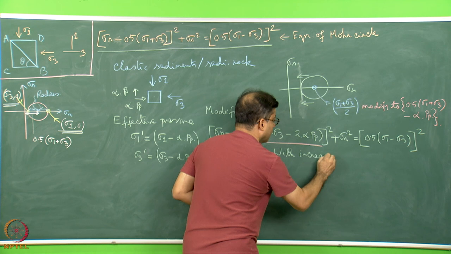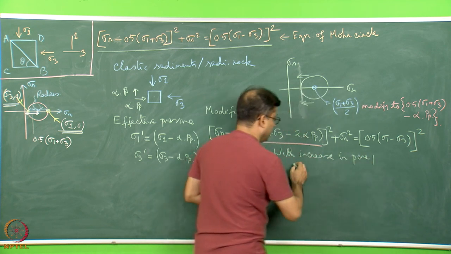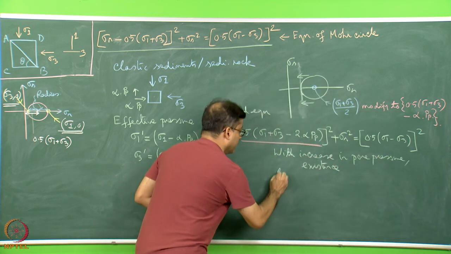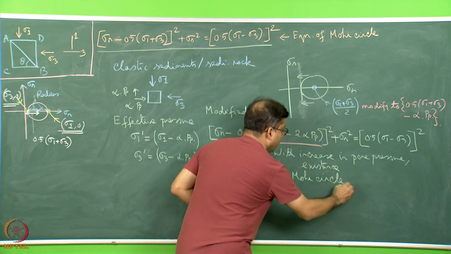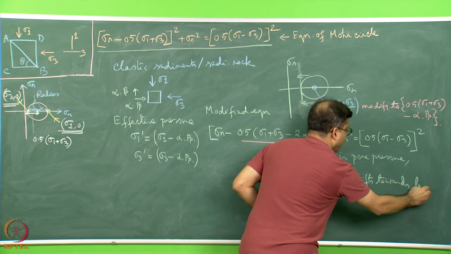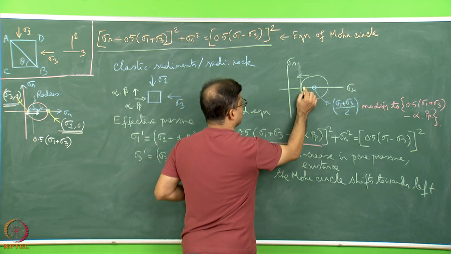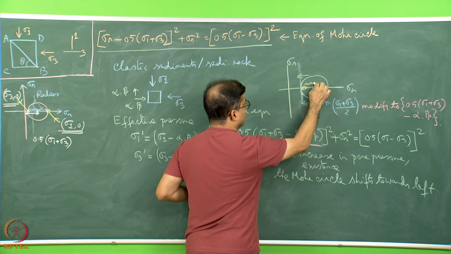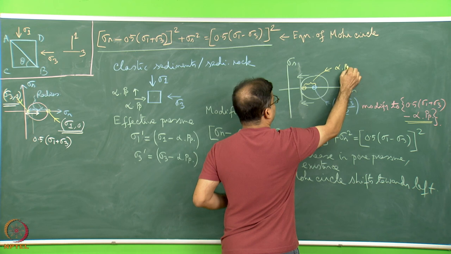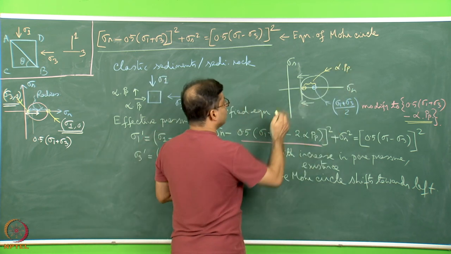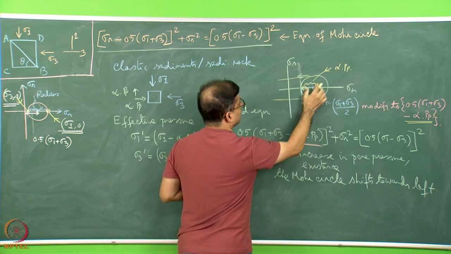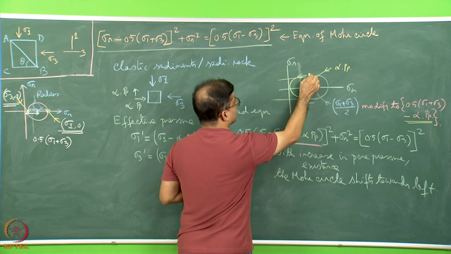with increase or existence in pore pressure, the Mohr circle shifts towards the left hand side. This center will shift, let's say here, and how much is this amount? This amount will be alpha pp, pore pressure multiplied by a factor. And how the circle will look like now? The circle can look like this. This is the center. So, something like that. So, the circle has shifted in this way.